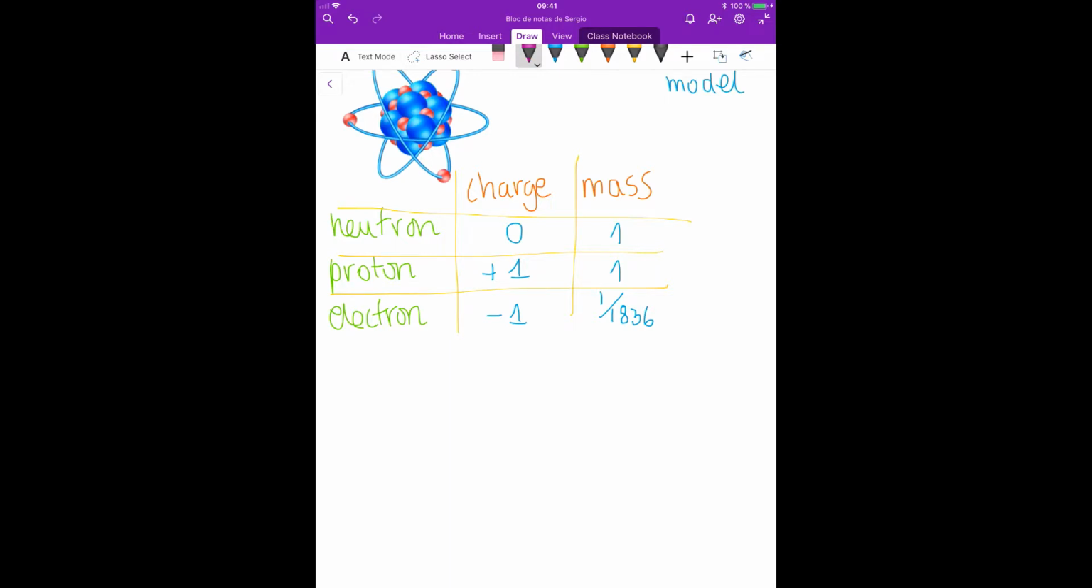Now we're going to talk about the quantity of each of them. We know that atoms are neutral particles. So we can say that the number of protons must be equal to the number of electrons, since both of them have a charge with the same magnitude but with a different sign. So both numbers have to be the same.